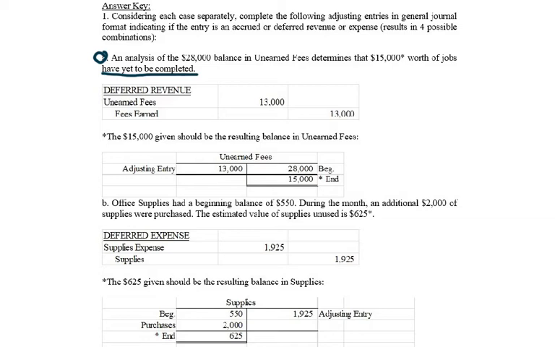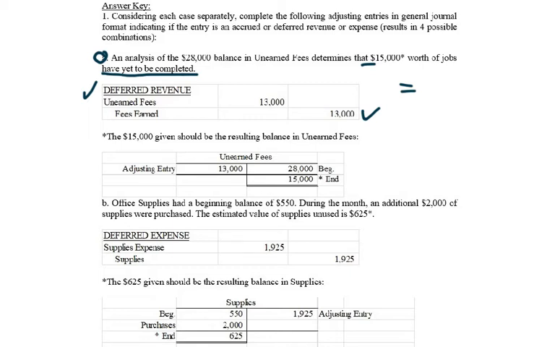So in order to get the correct entry here, you'll have to take the 28,000 minus the 15, and that's where you're going to get the 13 you're looking at here. So in other words, we need to take 13,000 out of the liability account and reclassify it as fees earned, because that's the portion that's been earned. The other 15 is still unearned.